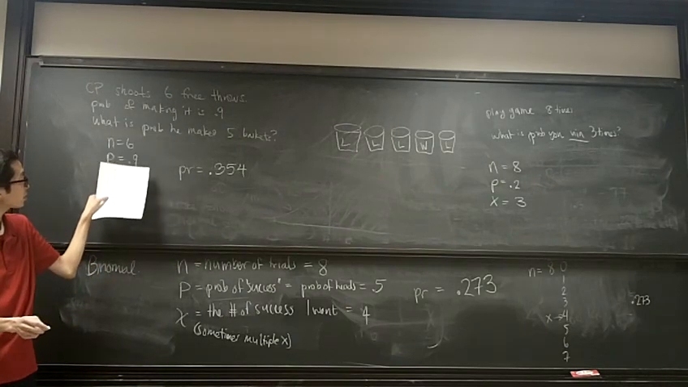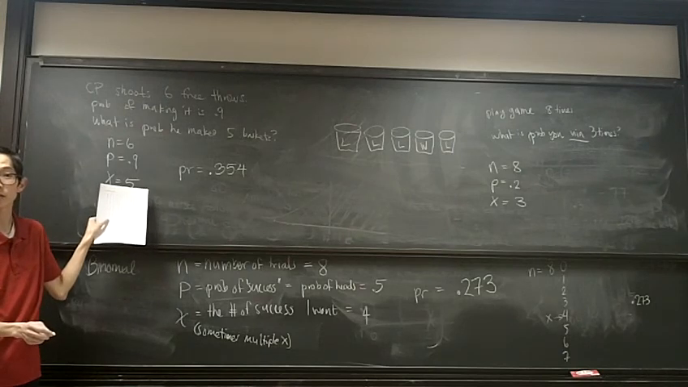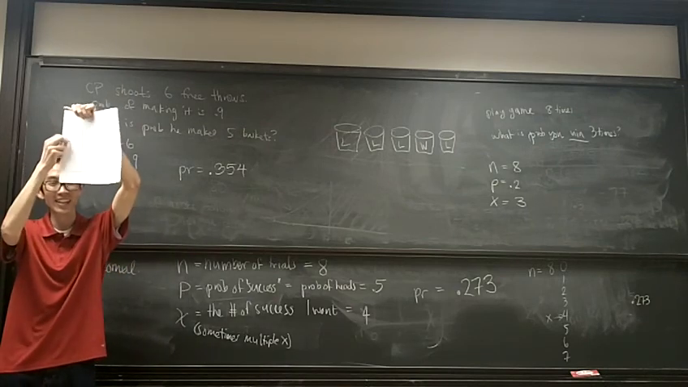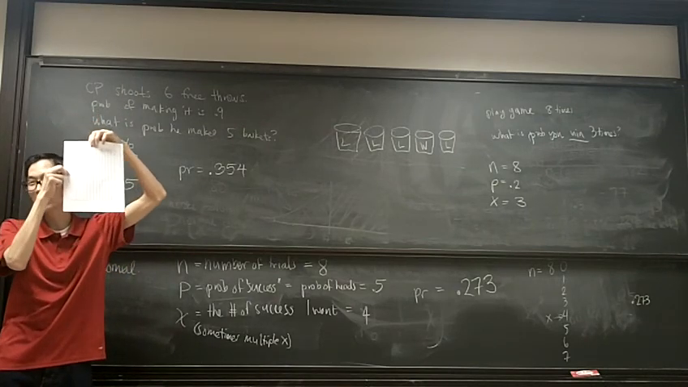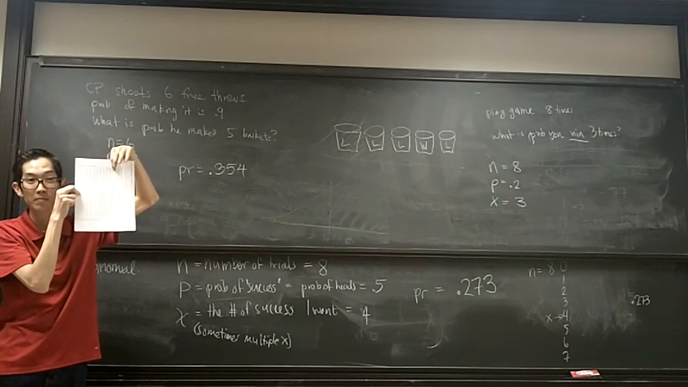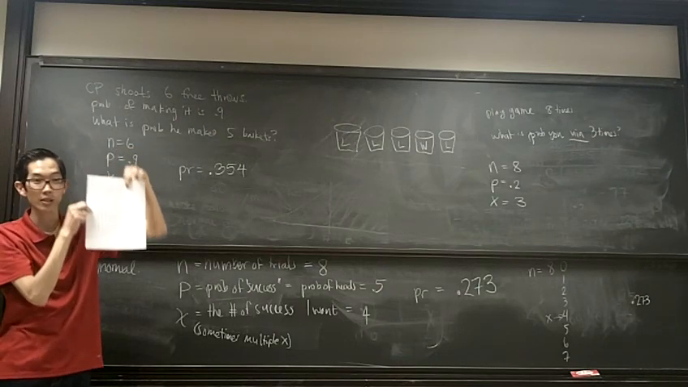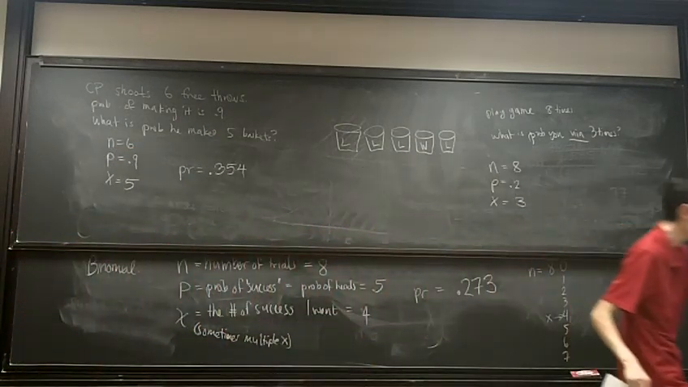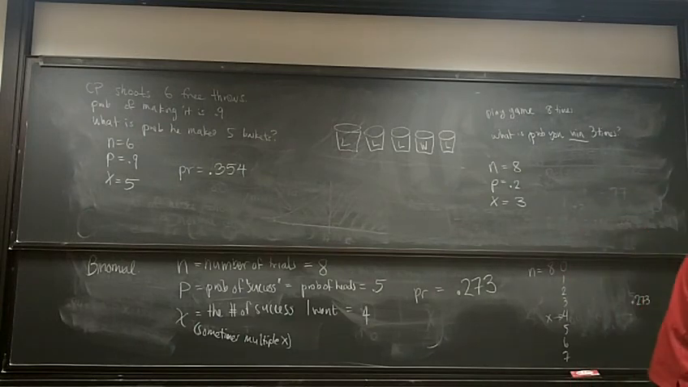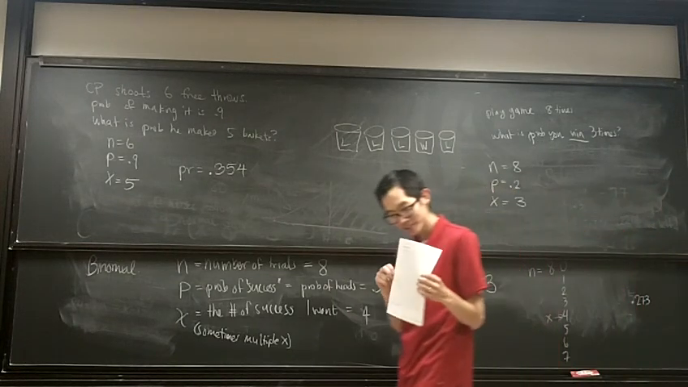No. N is 6, P is 0.9, and X equals 5. Are we lost? Where do you find it? N equals 6, in the middle of the table. It's on the top. Are we still having trouble?